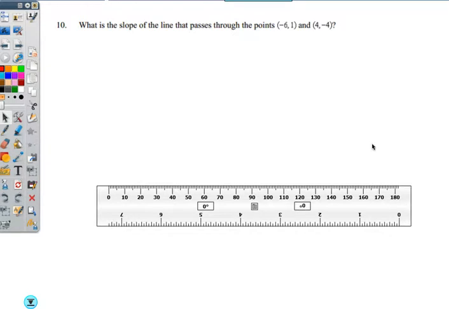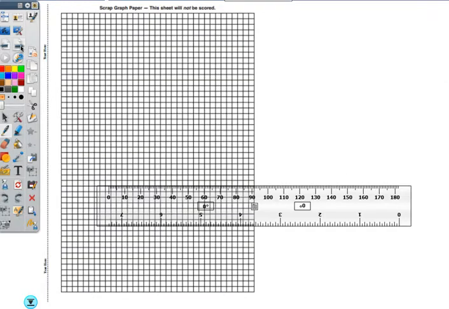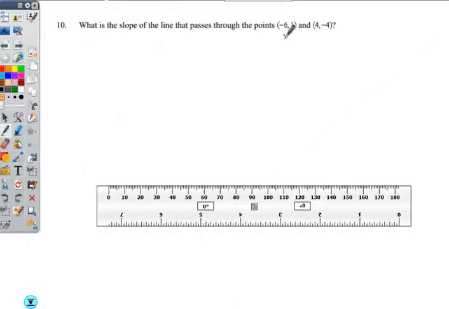Okay, this is a Regents question involving finding the slope of a line that passes through 2 points. So they're giving you 2 points, and you need to find the slope of the line that passes through those points. There's several ways to do this problem. One way is to go to the back page of your Regents, where you'll find this grid, and make sure you copy down the points on your grid so you don't forget.